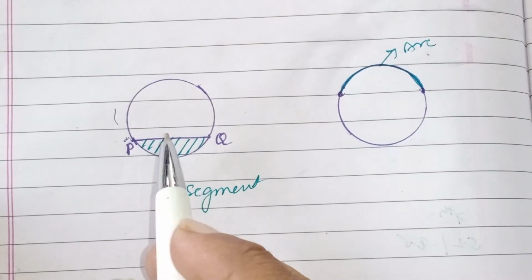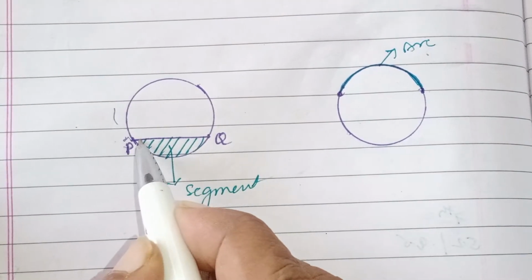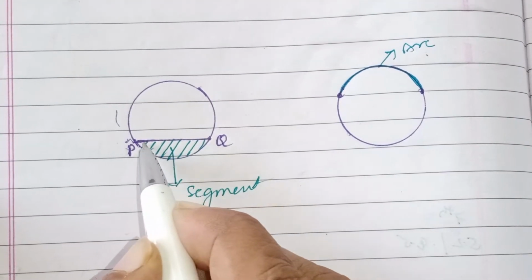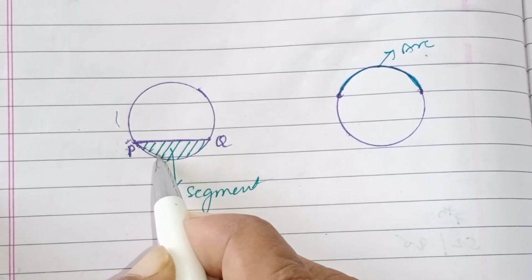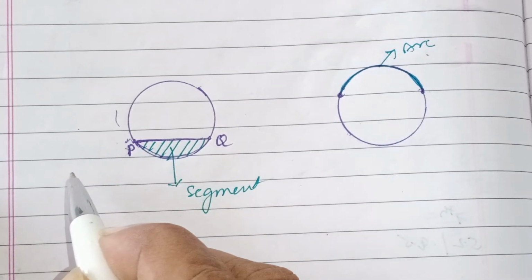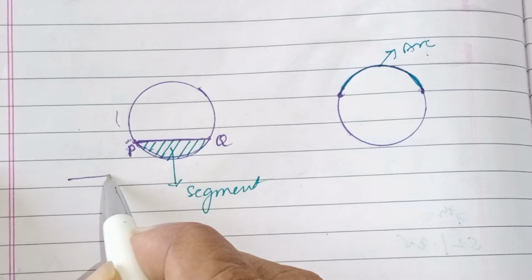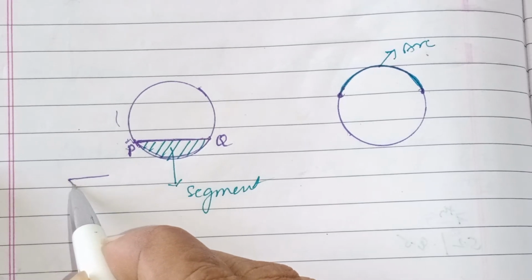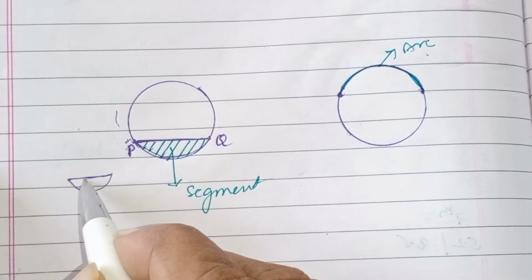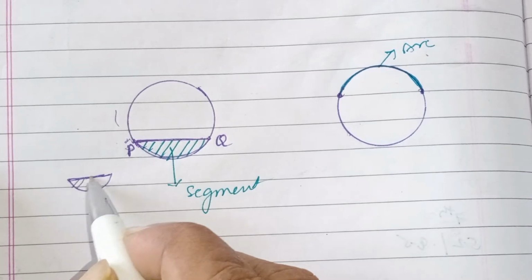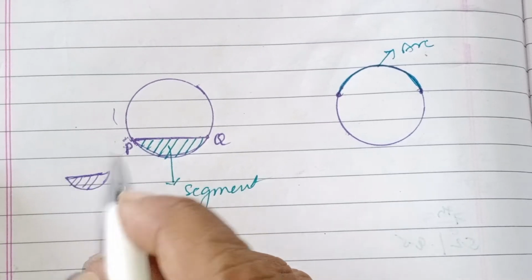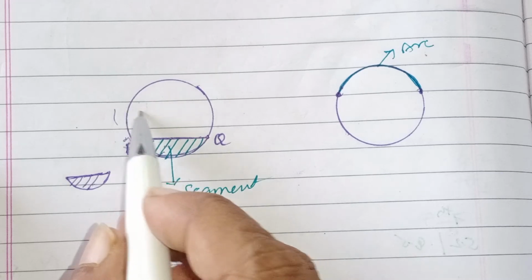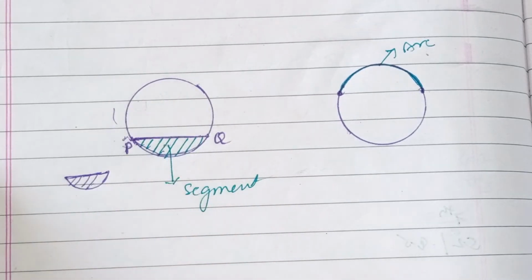Next part, important point is segment. See, this is the chord, we have learned about this, and this is the arc PQ. So if you want to form a segment, you need one chord and one arc. So in this way, this is called a segment. Okay, so this is a minor segment and this is a major segment.